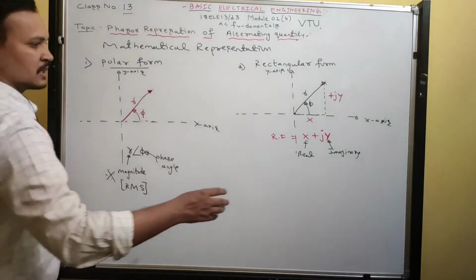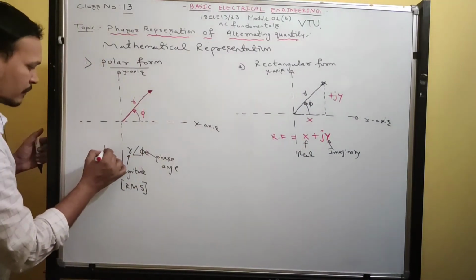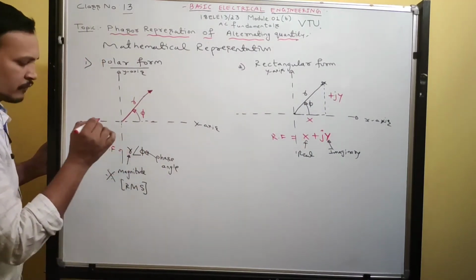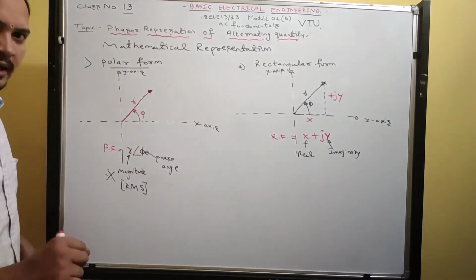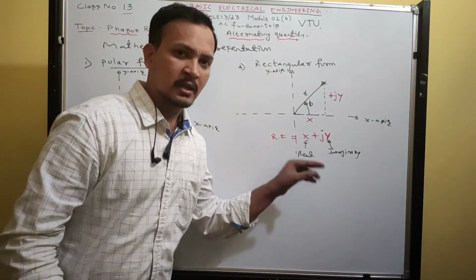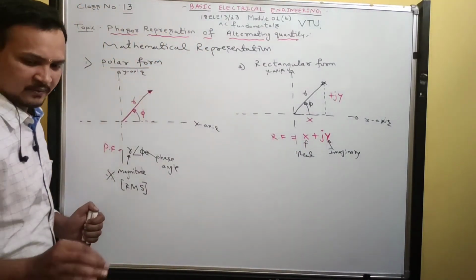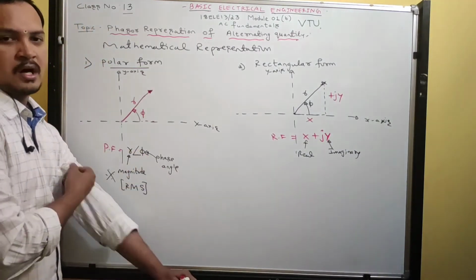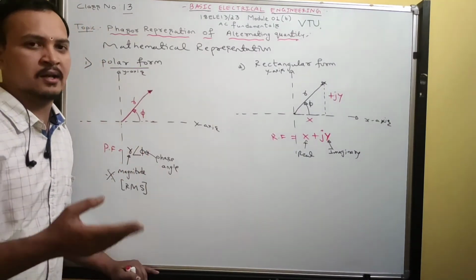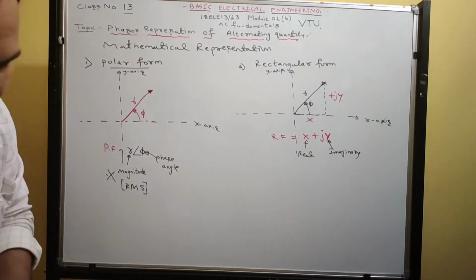This is the basic representation of rectangular form. In polar form, we have magnitude and angle. In rectangular form, we have real and imaginary parts. What is important for exams and solving problems is that you must know how to convert polar form into rectangular, and then rectangular to polar. That I will teach now.